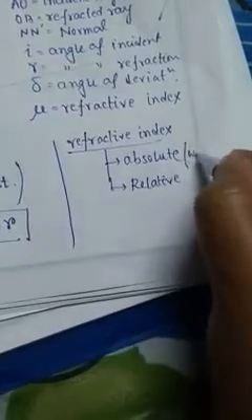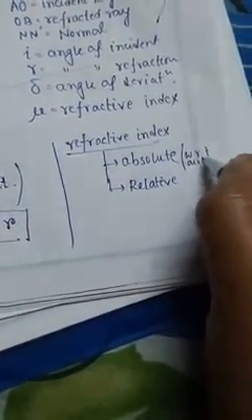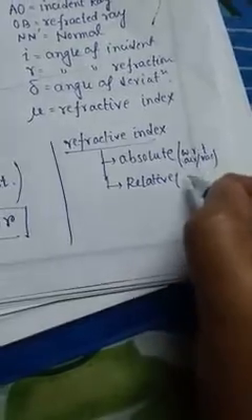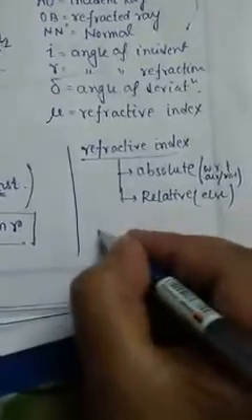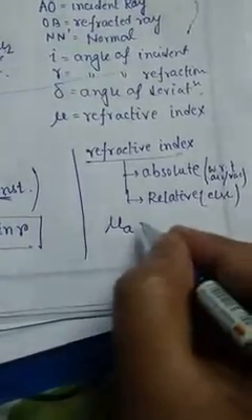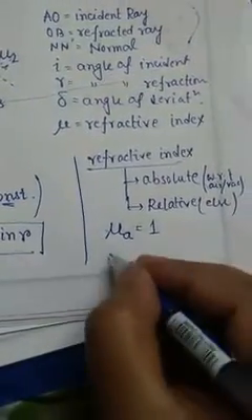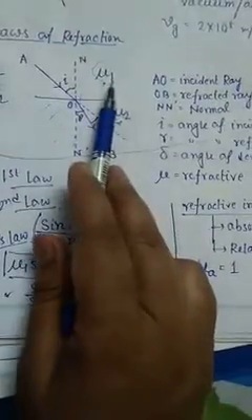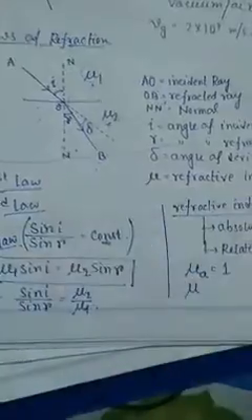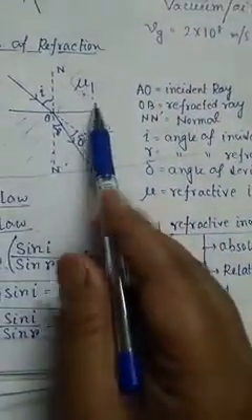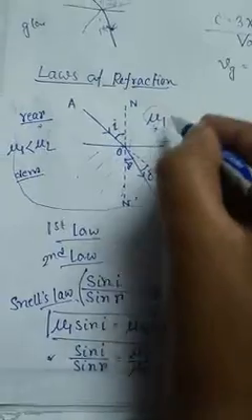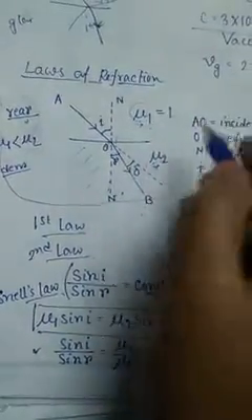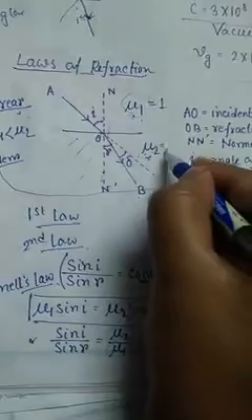Absolute means with respect to air or vacuum, and the other is anything else. So the refractive index of air, I am writing it as mu a, is 1. The refractive index of the other medium, I am taking as mu1. If this is taken as air, then that will be 1. So I am considering the rarer medium as air, and this is any medium, which I am taking as mu.